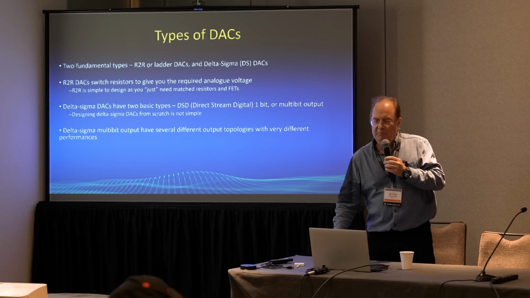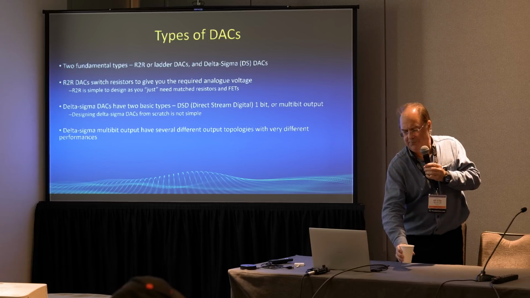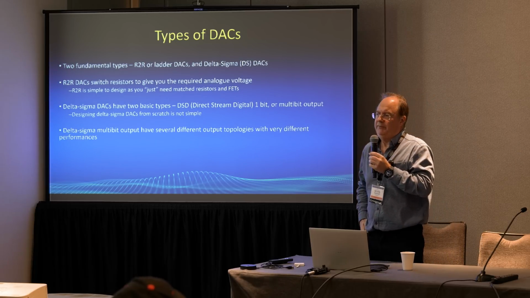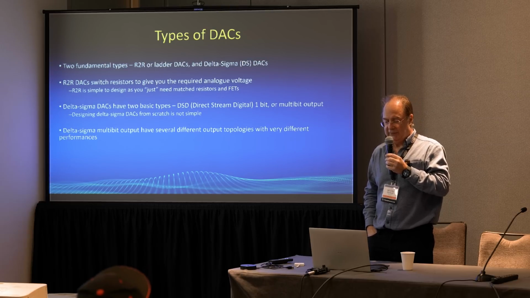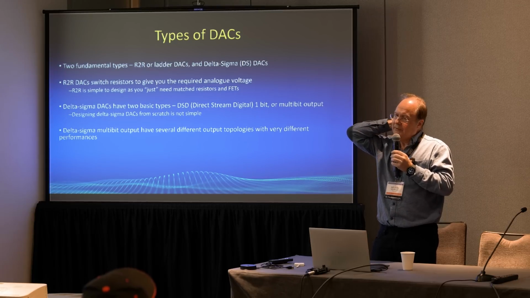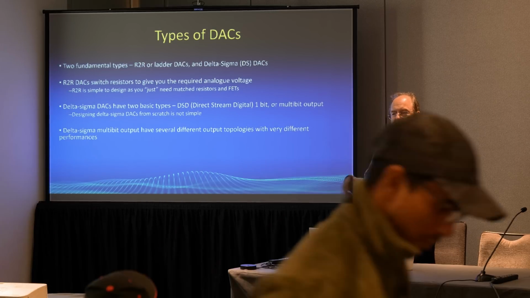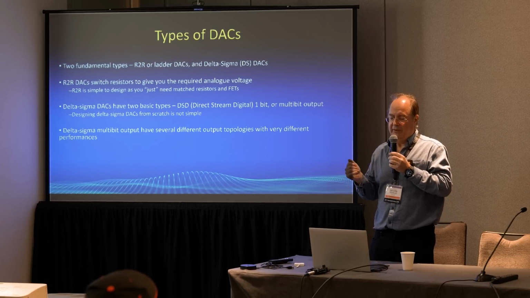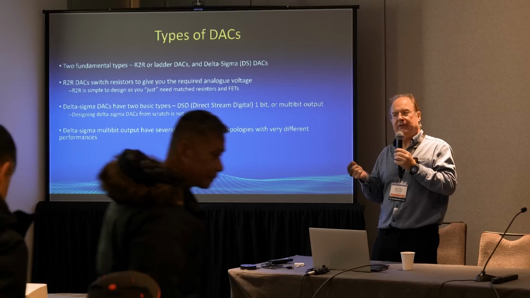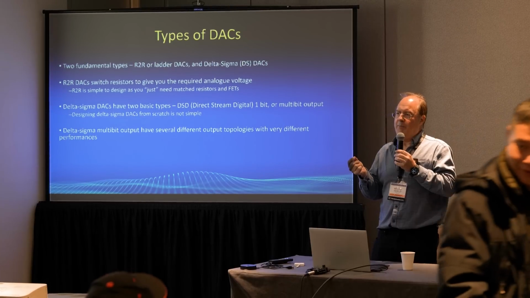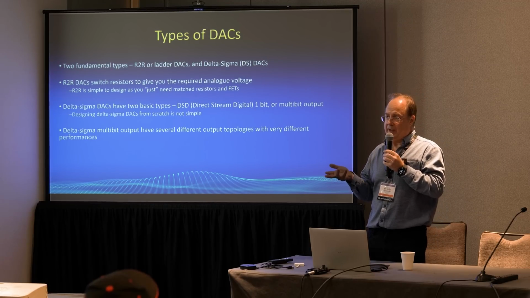So let's get on to the meat of what I'm trying to talk about. We've got two fundamental types of DACs: R2R or ladder DACs, and delta sigma DACs. With R2R DACs, you have an array of resistors and a bunch of switches, and you control the output by sorting out the switches. Delta sigma, on the other hand, has two basic types. One is 1-bit output, which is DSD, and the other is a multibit output.